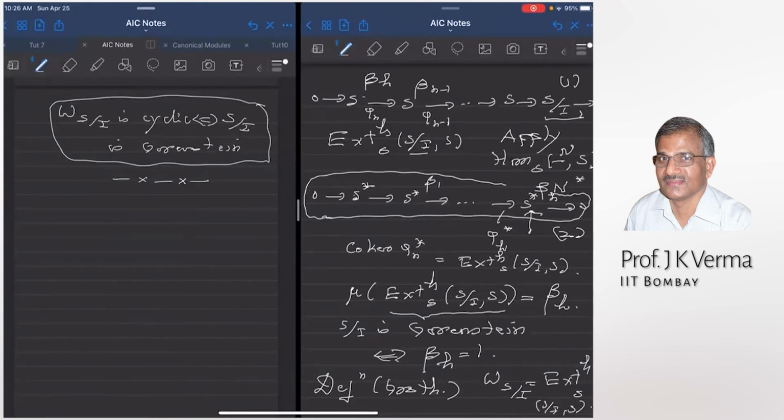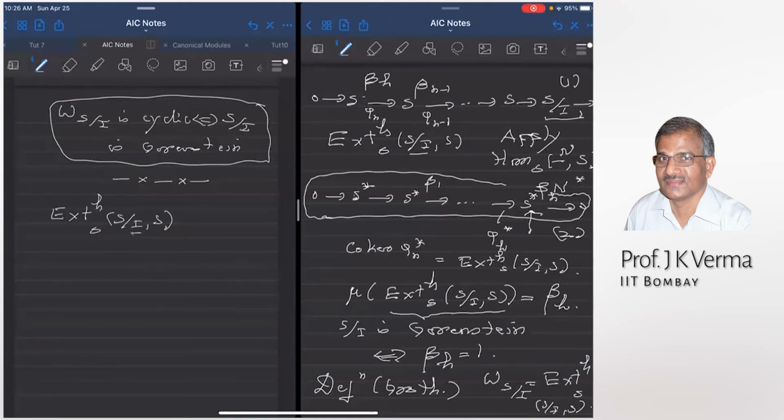Can you just remind why this beta H is 1? I attended that lecture, but at the moment I am forgetting why S mod I is Gorenstein if and only if beta H is 1. It came from the Sokal dimension. Sokal dimension should be 1, and by the change of ring principle for HA text, you can reduce the HA text.